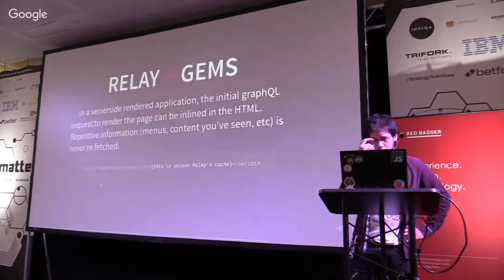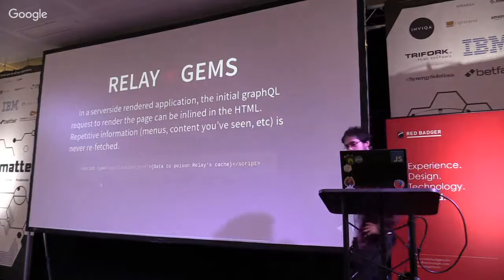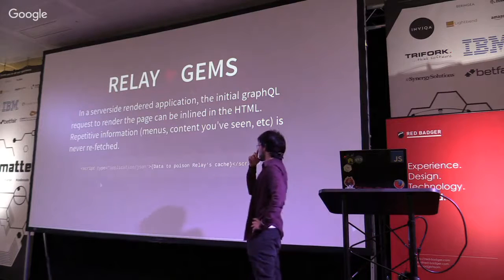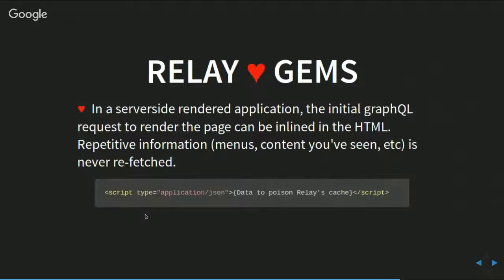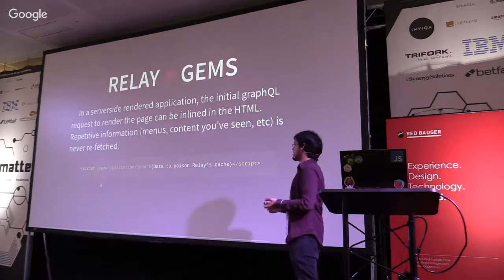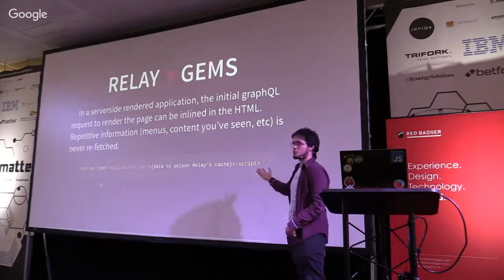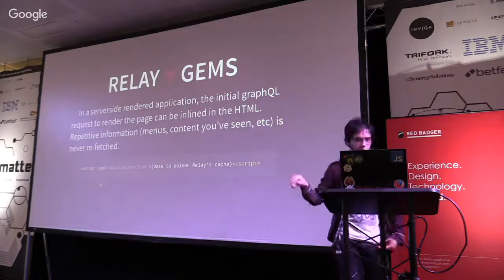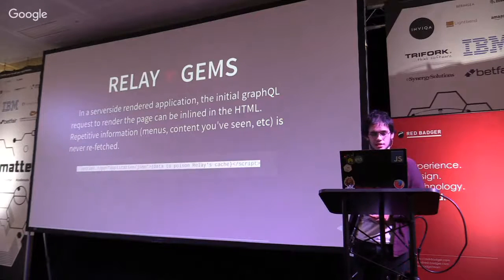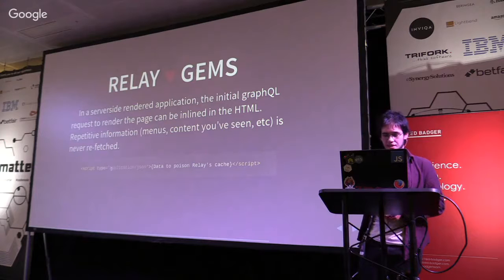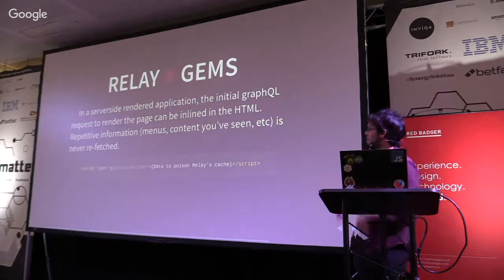And yeah, there's also good stuff to Relay. You can poison Relay's cache so that when the browser renders the page, runs the JavaScript, and initializes Relay, Relay doesn't do the same requests for the data you already have on the page. So you do this, then you get it by ID, and you put it in there. It's really cool.